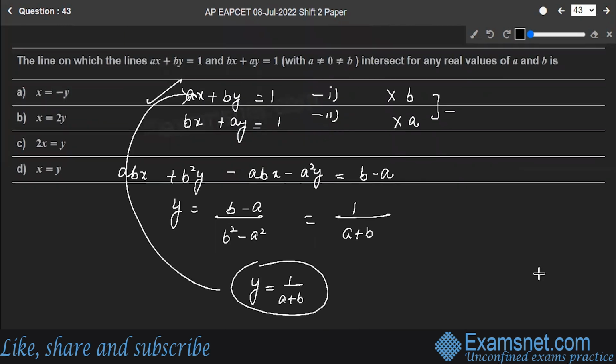Let's check what we have. We have option D as the correct answer. Hope you're clear. Let's move to the next question.